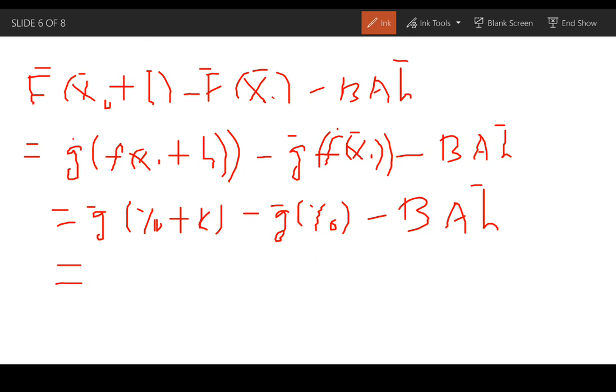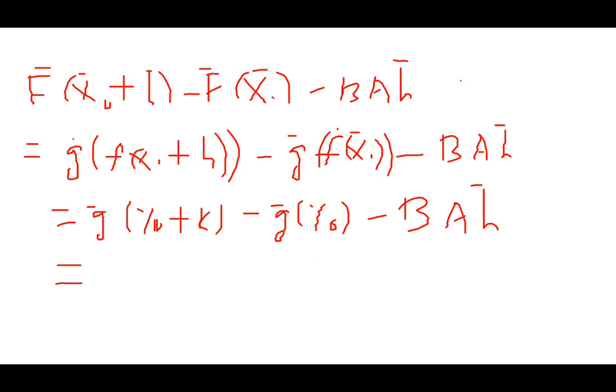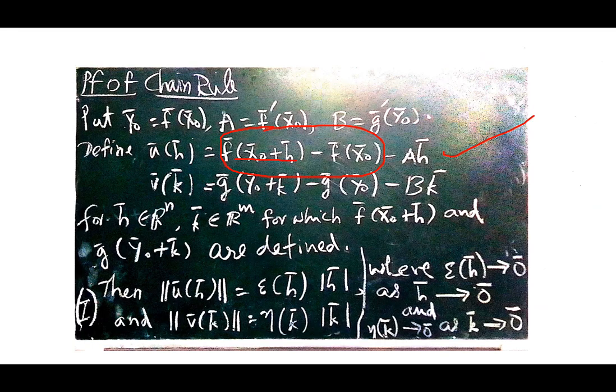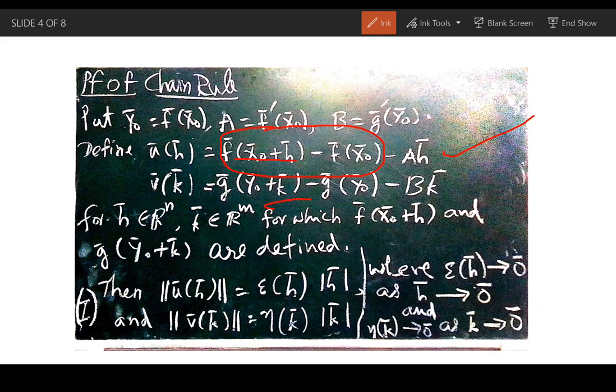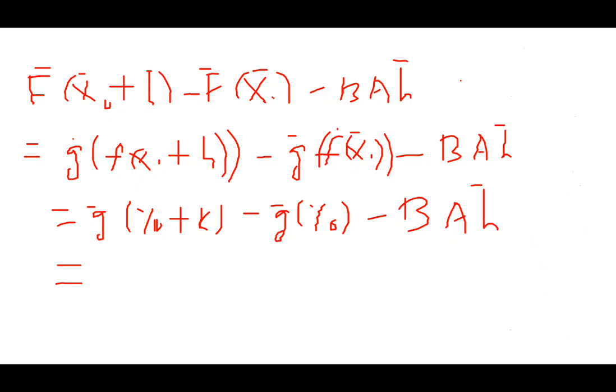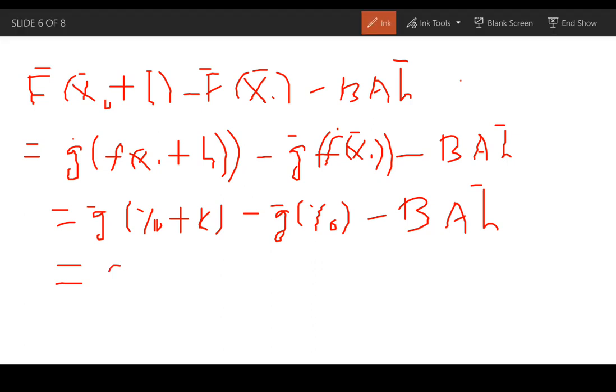Let us go to the previous slide. What is g of y naught plus k? It is g of y naught plus b k plus v k. So g of y naught plus k is g of y naught plus b k plus v k minus g of y naught.